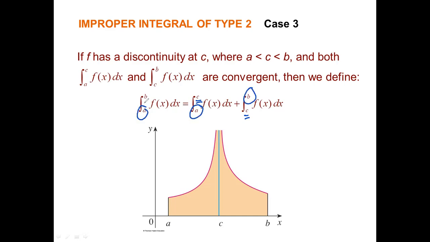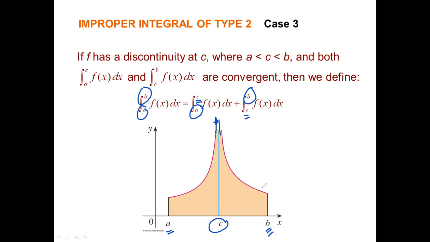Now, if it's illustrated using a graph, this is your lower limit a, this is your upper limit b, and this is the c in between. The c that you use as the upper limit here and the lower limit on the second. And what happens on the c? From a to c, you have this point of discontinuity. Your graph is asymptotic here.